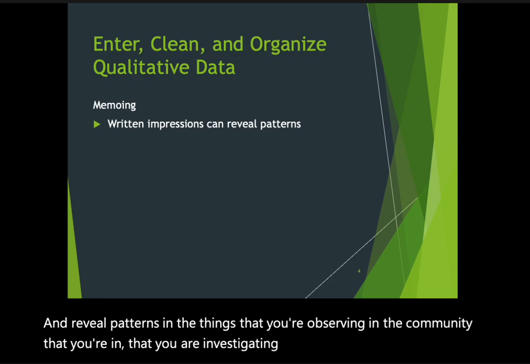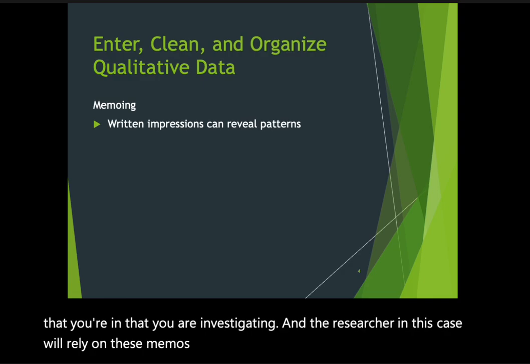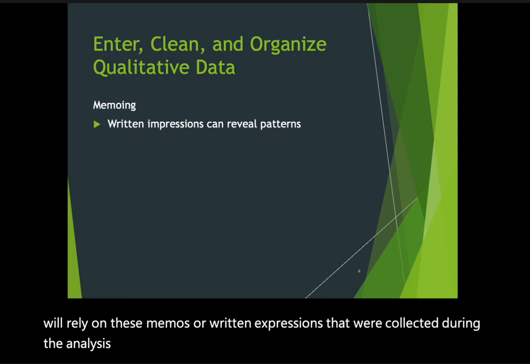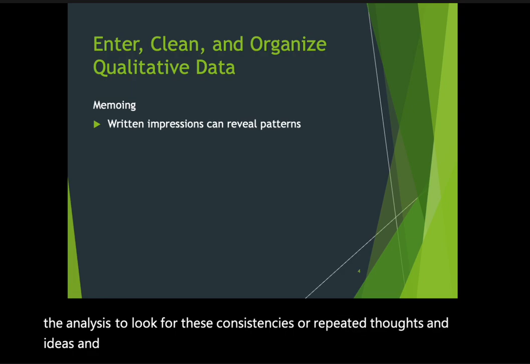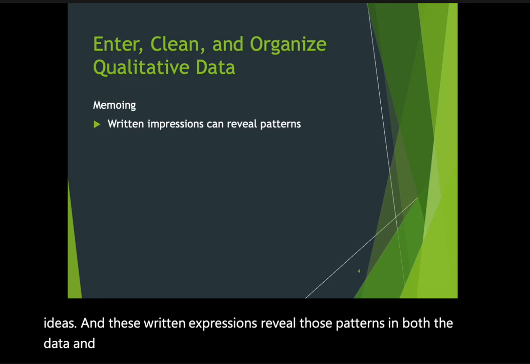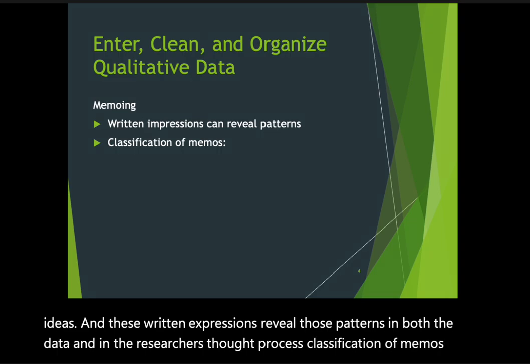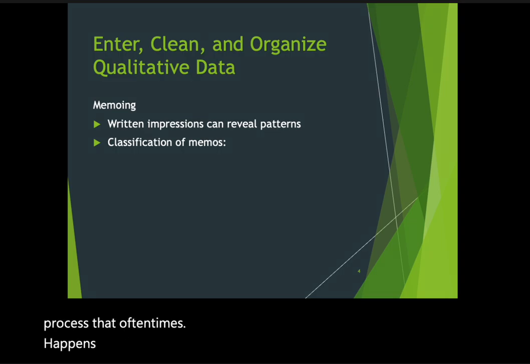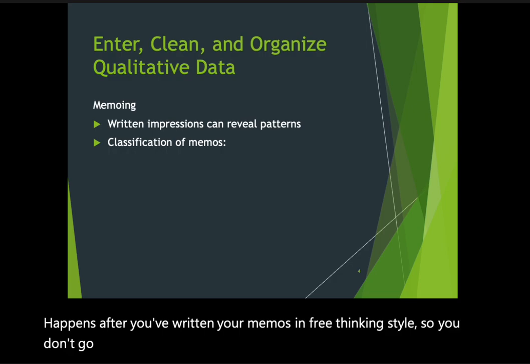The researcher in this case will rely on these memos, or written expressions, that were collected during the analysis to look for consistencies or repeated thoughts and ideas. These written expressions reveal those patterns in both the data and in the researcher's thought process. Classification of memos is a process that oftentimes happens after you've written your memos in a free-thinking style. So you don't go into memo writing with any sort of agenda, you just write it down.